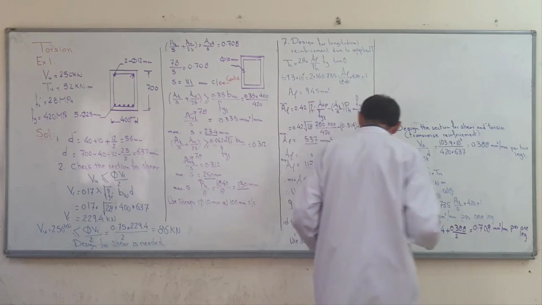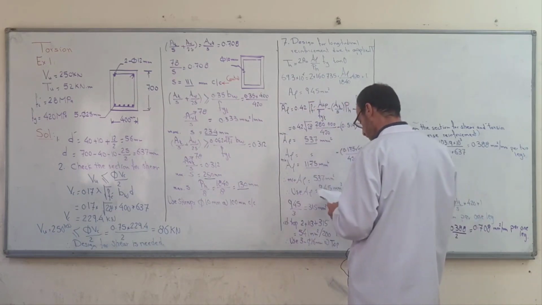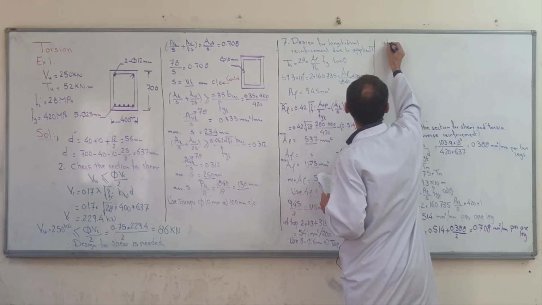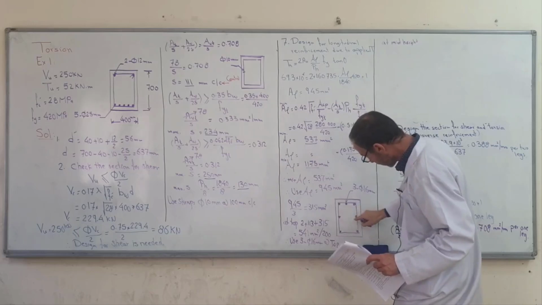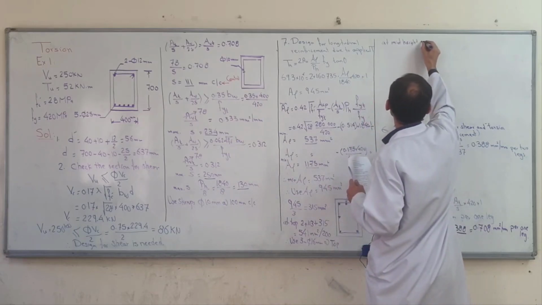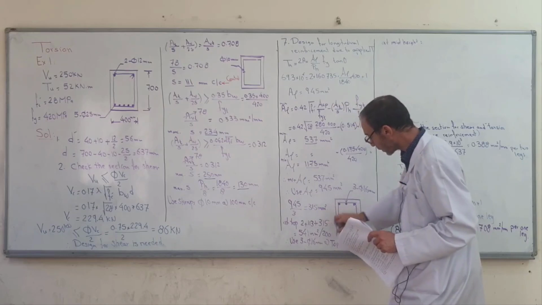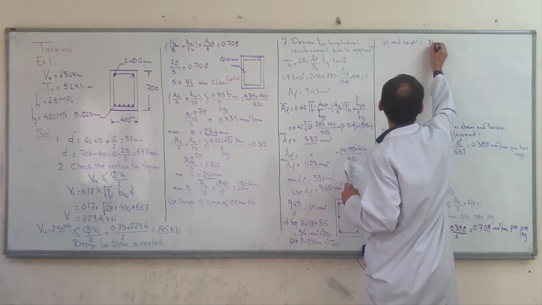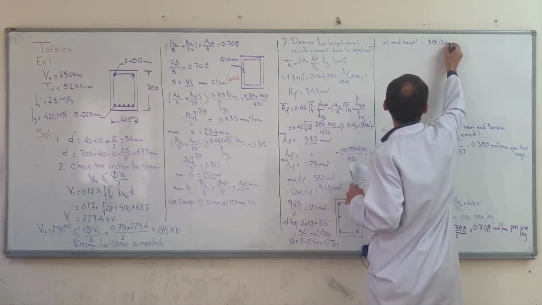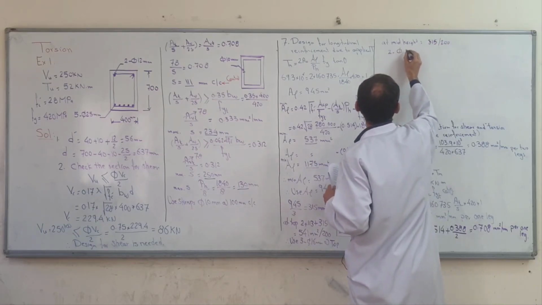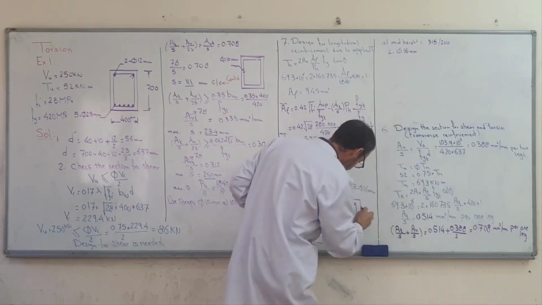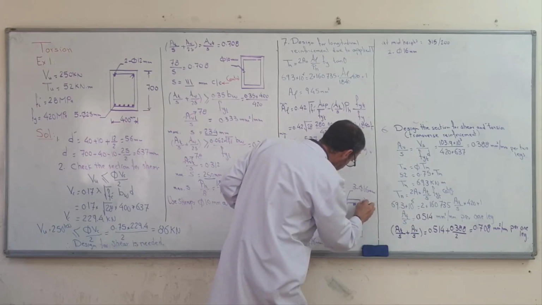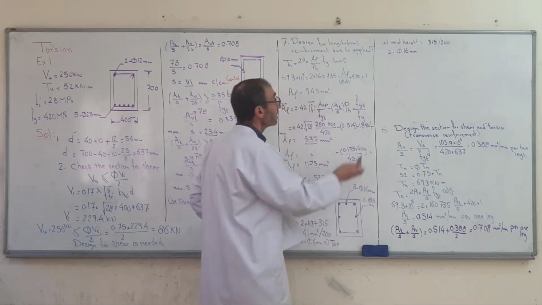Now at the bottom, at mid height. At mid height we have 315 millimeter square. We use 2 Φ16 millimeter at mid height according to the 315.